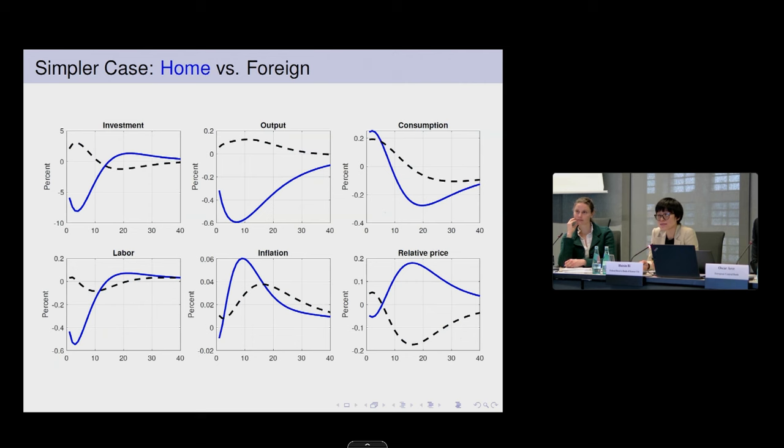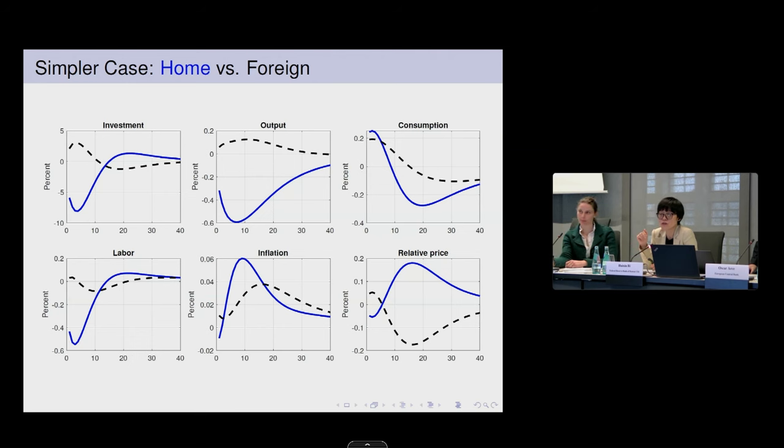Before I do that, let me show you the impact on the real side. The blue line shows the home economy and the dashed line shows the foreign country here. Because the banks, in the tightened financial conditions, sell the private bond, the investment declines, taking a pretty sharp decline here, 7%. And that leads to lower output.